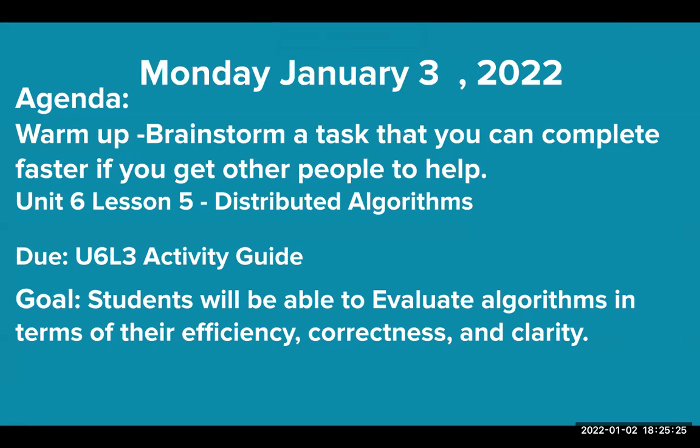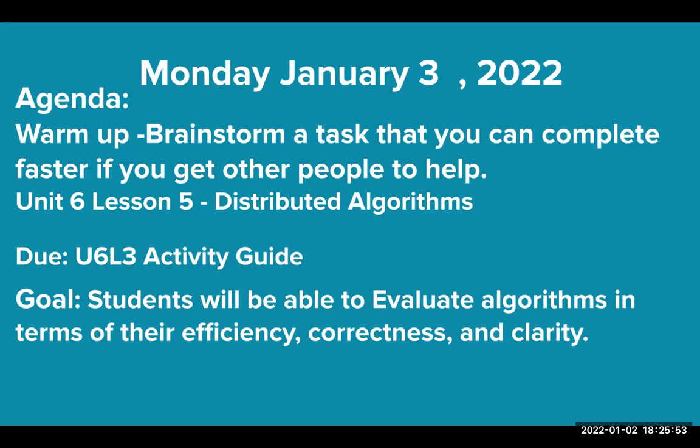How about that? Our agenda is we're going to warm up with brainstorming a task that you can complete faster if you get other people to help. Think about something that you could do quicker if you had other people helping. We're in Unit 6, Lesson 5, Distributed Algorithms. What's due is the Unit 6, Lesson 3 activity guide.